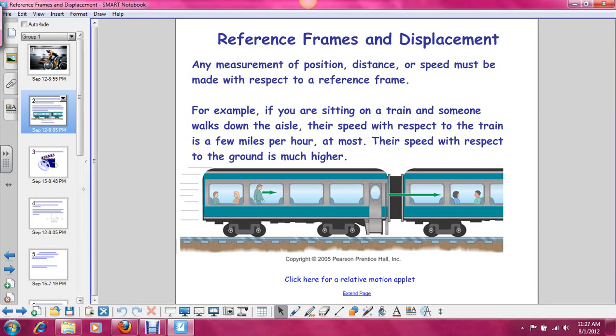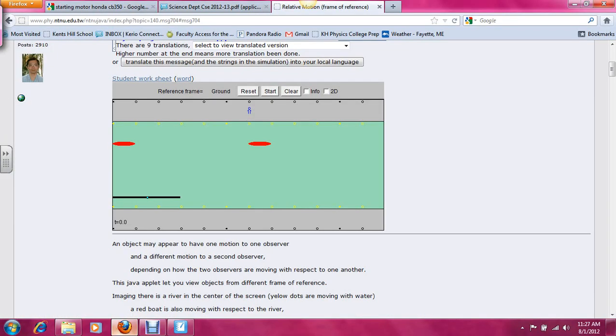So I have a little applet to help us understand what's going on here. So this is a river, and there are little boats, and there's a person at the top center on the ground. And right now our reference frame is the ground. So the person's standing there. If we press start, the person is walking, right? And we see the river flowing along, we see the boats moving.